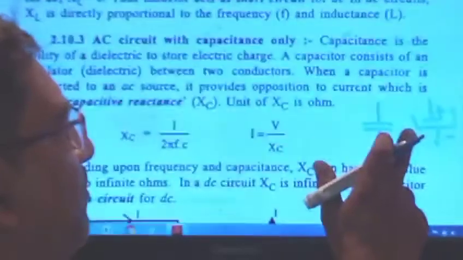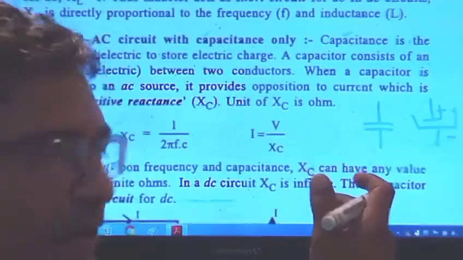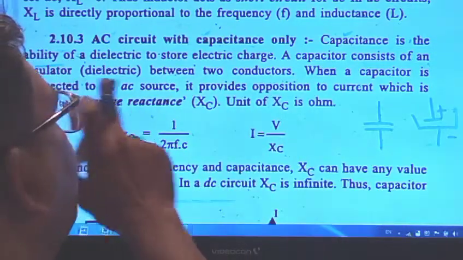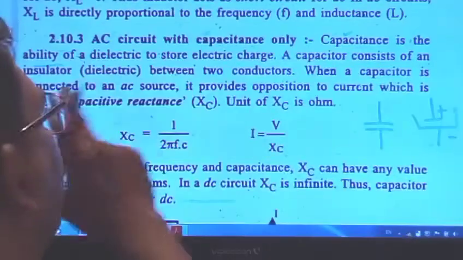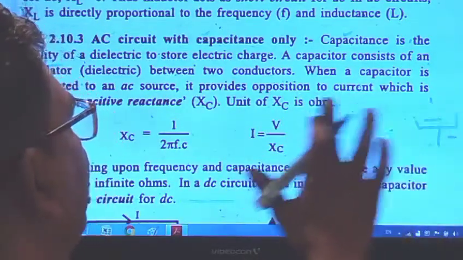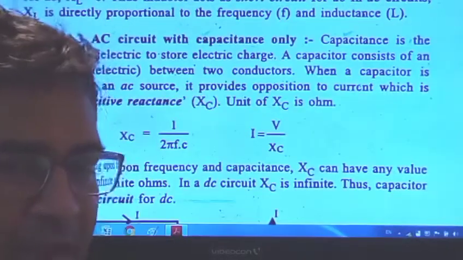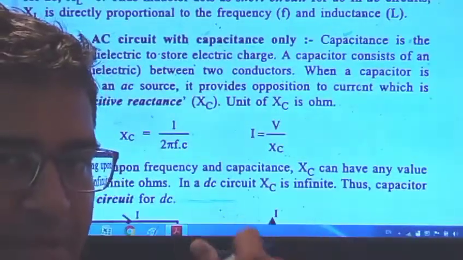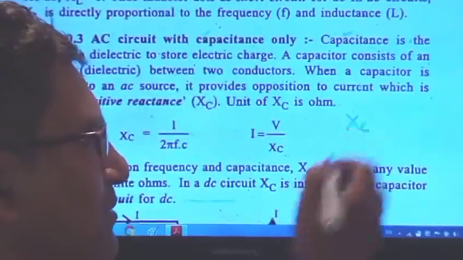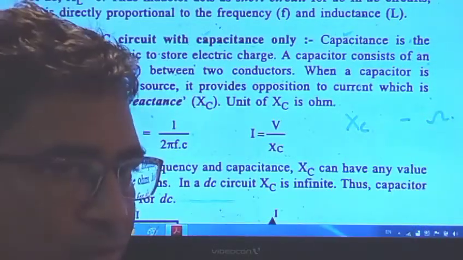Due to the parallel plates, some electric charge is stored between the plates, and due to the insulator between the two conductors, the capacitor connected to an AC source provides an opposition to the current, which is called capacitive reactance. That capacitive reactance in the circuit is indicated by XC. Again, the unit for XC is ohms.